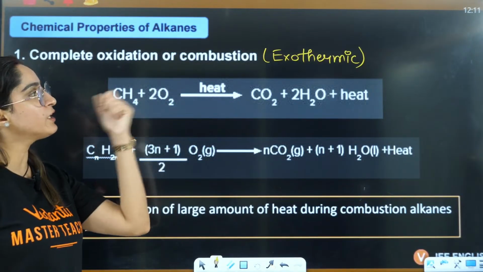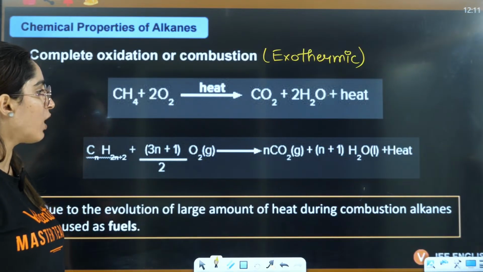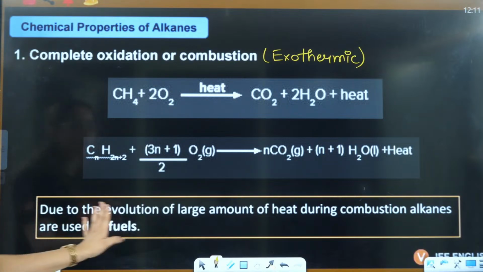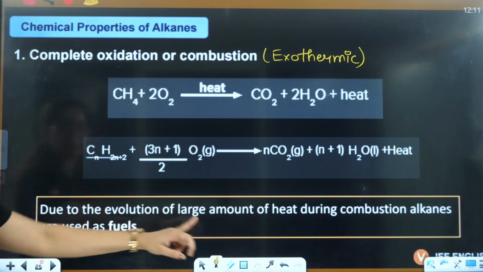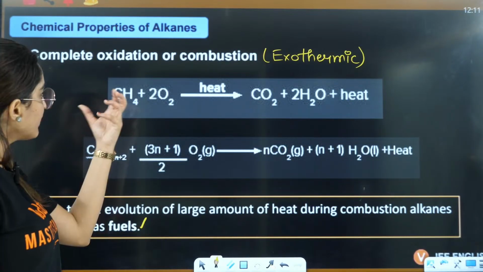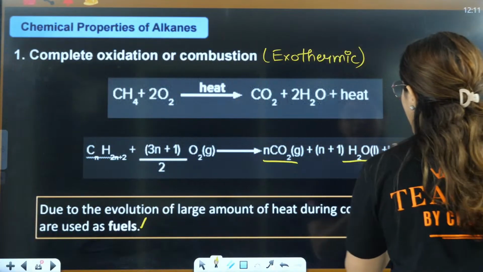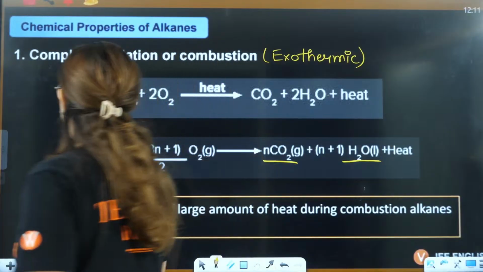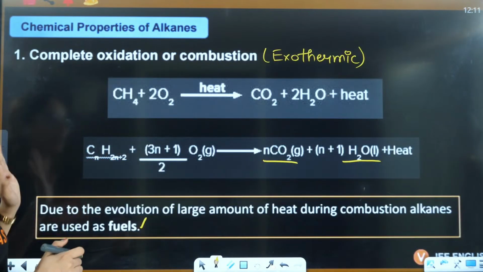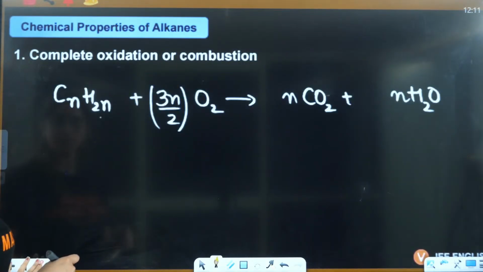So here heat will be evolved. In combustion reactions, heat is evolved. Due to evolution of a large amount of heat during combustion reactions, they are used as fuels. So what will happen, you give it and you will have the formation of carbon dioxide and water and the elimination of heat here. So I'll give you the direct mechanism. Either you can remember this one, or I would advise you to remember this one directly.